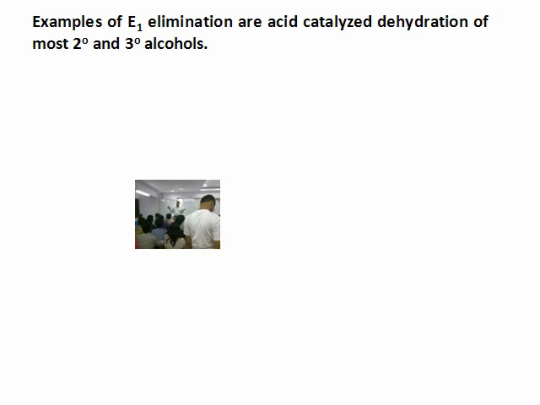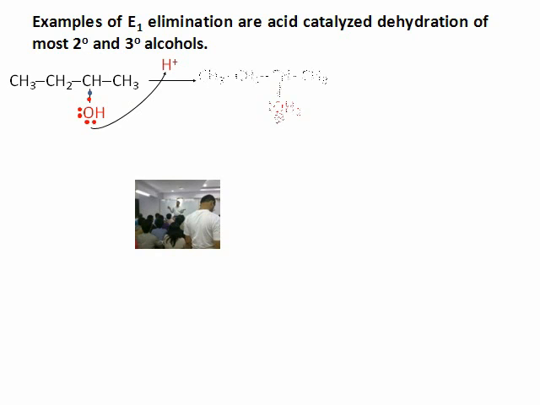There are some examples of E1 elimination, which are acid catalyzed dehydration of most secondary and tertiary alcohols. This is 2-butanol. When H plus is added to it, lone pair of the oxygen will form a bond with H plus. We will get this protonated molecule where O will become positively charged. From this molecule, water will be removed, which is a very good leaving group.